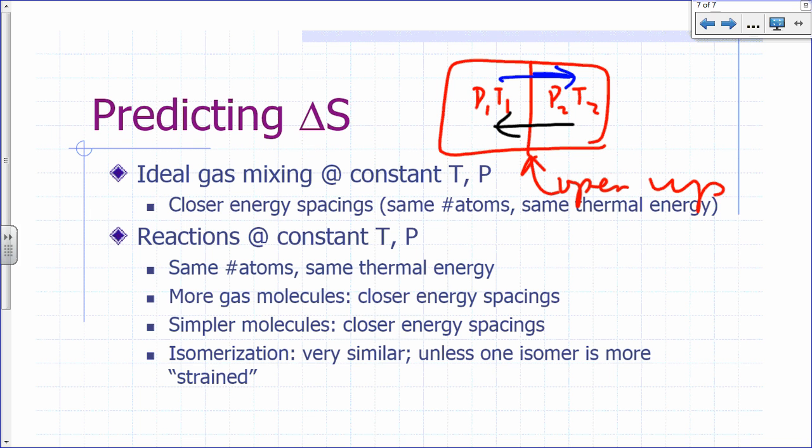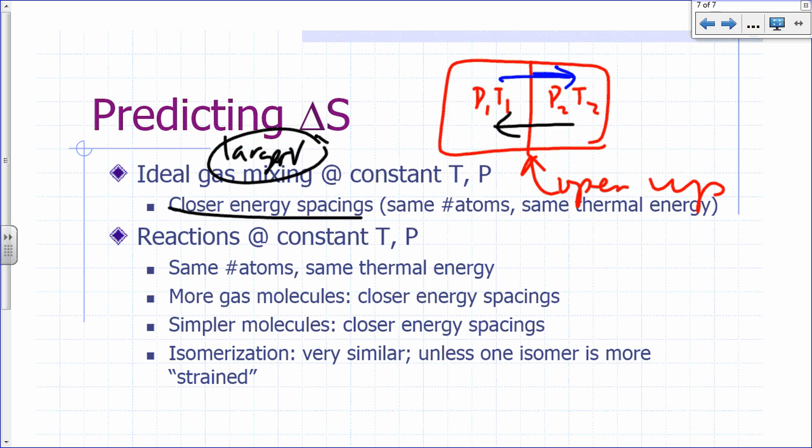What happens when you remove the barrier between them? Each sample of gas will now have more room to move about. So there's less restrictions in the motion. If you can think of it as less restrictions in the motion of the molecules of the gas. So again, you're looking at a larger volume, okay? A larger volume for both gases. So they end up having closer energy spacings, and so delta S would be positive for that process.